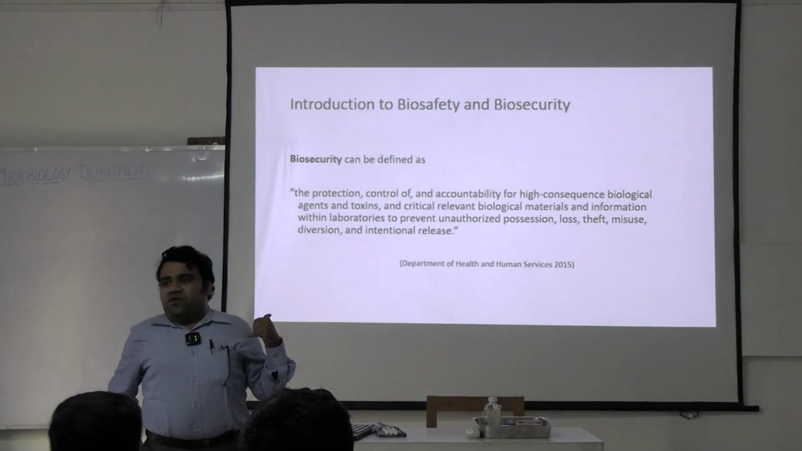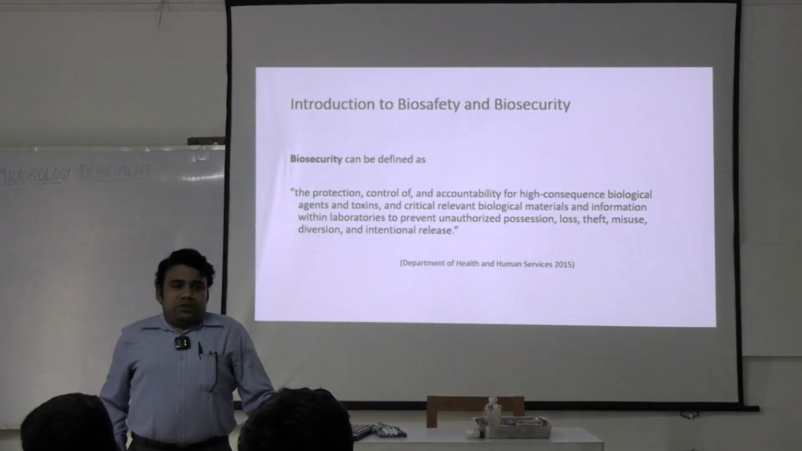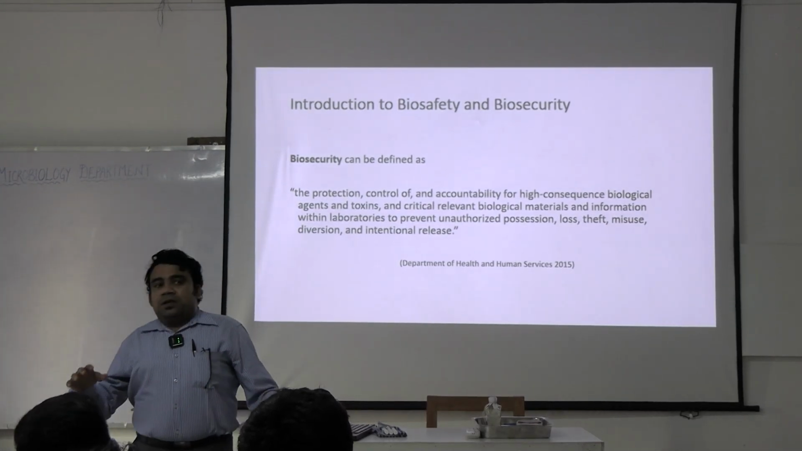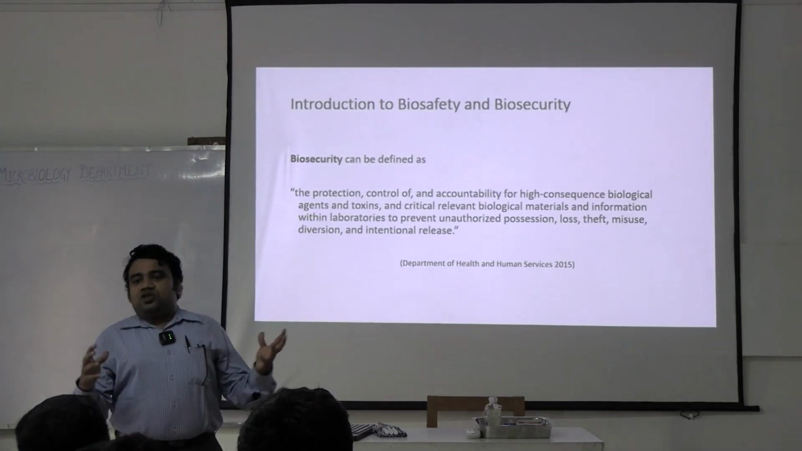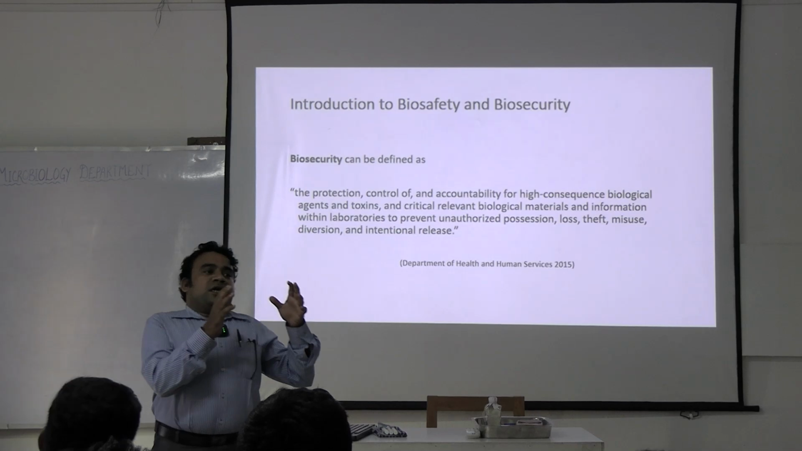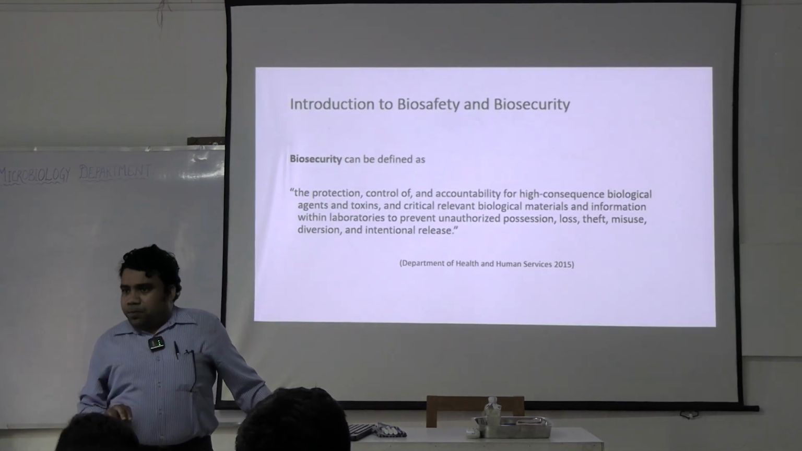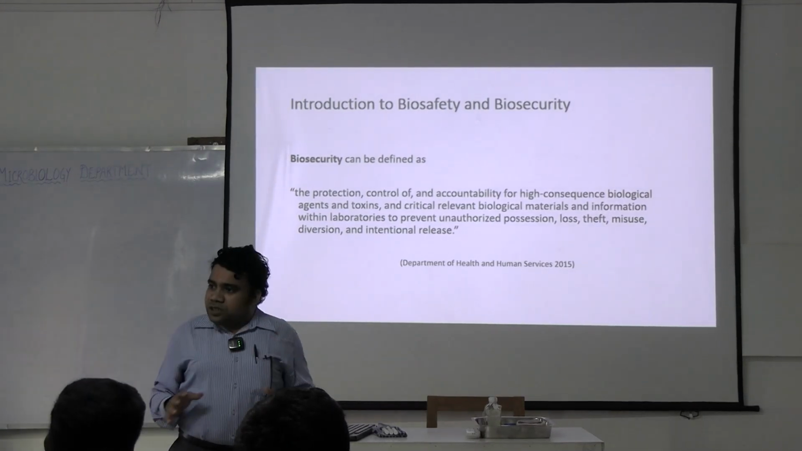What do you infer from this definition? Biosecurity is a holistic idea. Okay. For example, the WHO has a holistic idea of providing health to all world citizens, right? But even in WHO, we have specific programs which address a specific part. Similarly, biosecurity is a holistic attitude.